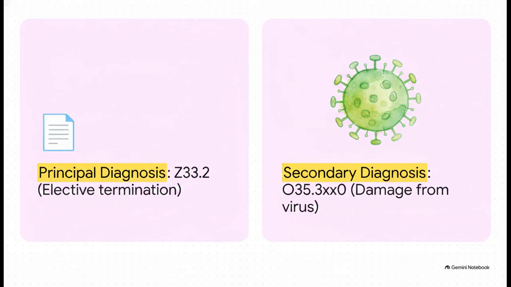Let's say a patient contracted rubella at 6 weeks and requests a termination because she's worried about potential fetal abnormalities. Z33.2, still your principal diagnosis. We capture all that crucial clinical context with the secondary diagnosis, which in this case would be O35.3XX0, maternal care for suspected damage to fetus from viral disease in mother. See how that works? The narrative stays perfectly intact without breaking our golden sequencing rule.